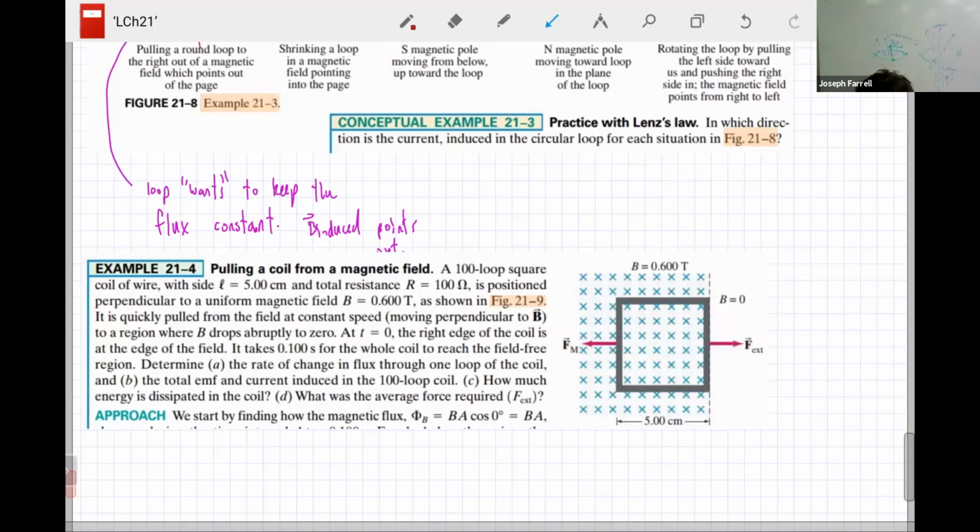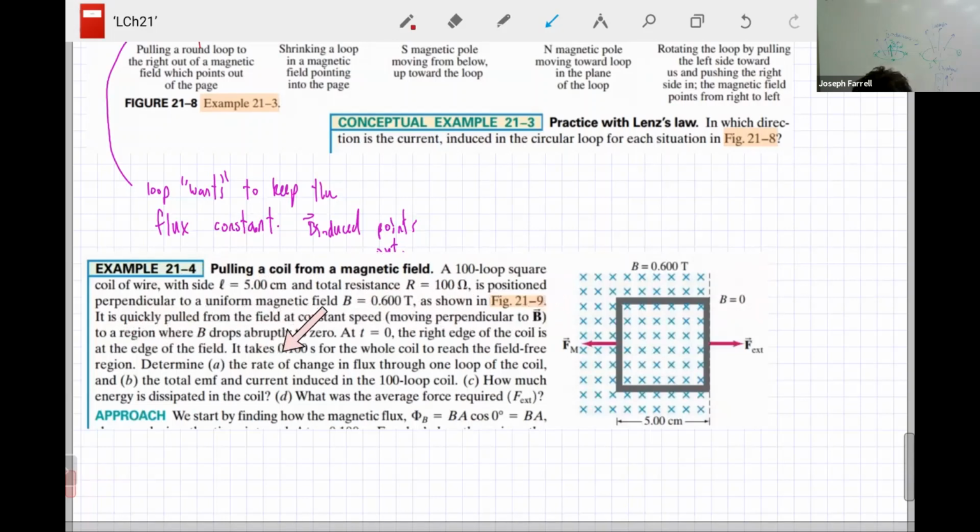And so they have a bunch of values here. A 100-loop square coil of wire with side length 5 centimeters and total resistance 100 ohms is positioned perpendicular to a uniform magnetic field B, 0.6 Tesla as shown. It is quickly pulled from the field at a constant speed, moving perpendicular to B, to a region where B drops abruptly to 0. So that's what I should have said. B equals 0. You're pulling it out of the field, so it's not going to be in the field. At t equals 0, the right edge of the coil is at the edge of the field.